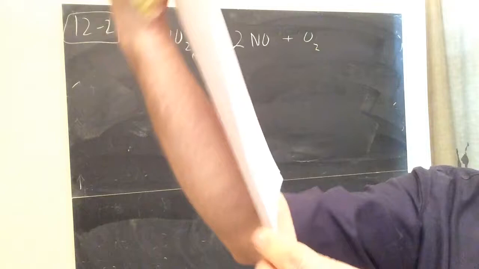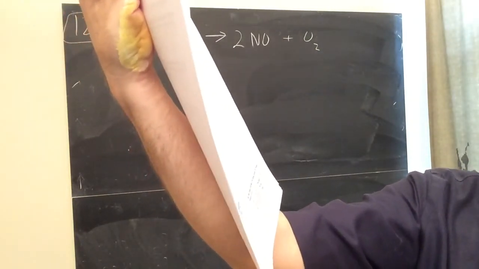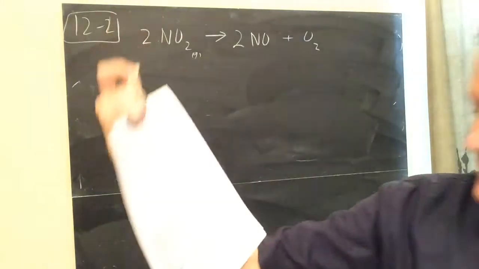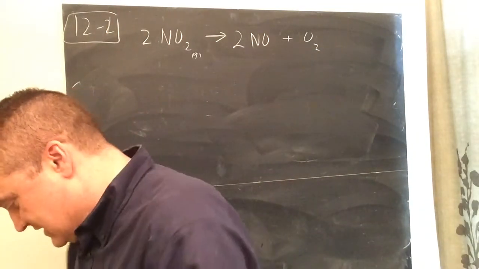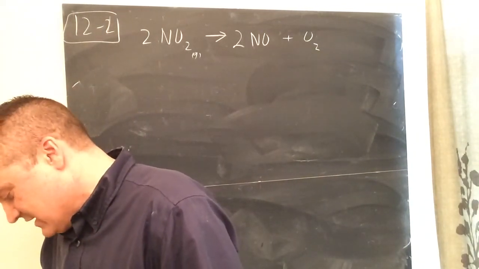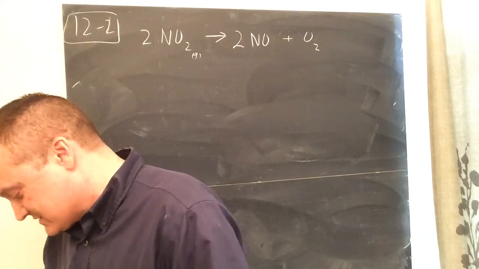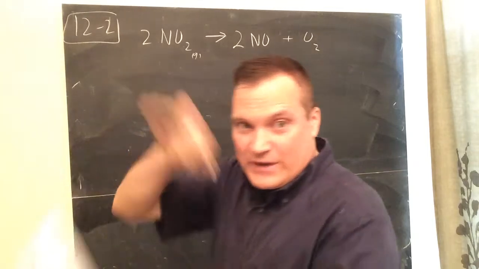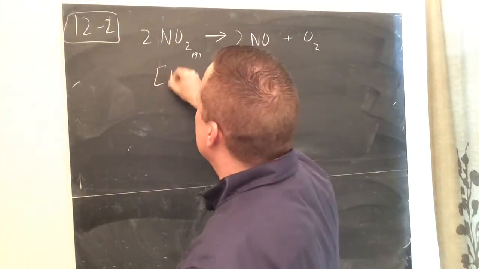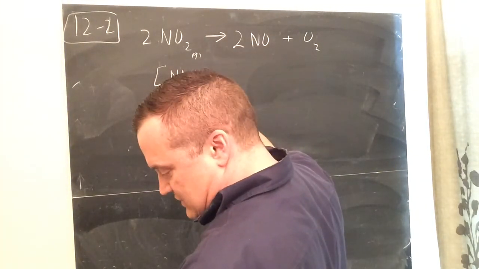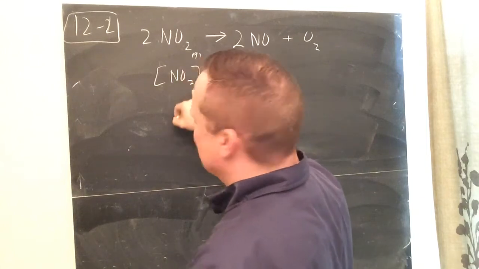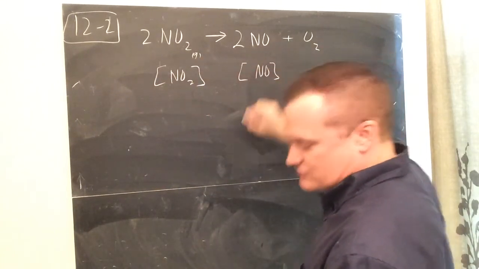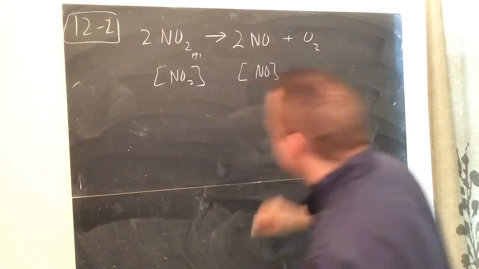Now, the first one talks about the time in seconds. It's way over here on the end. And you can't read the numbers well, but it's 0, 50, 100, 150, 200, 250 seconds. But then it talks about the concentrations. And they give you 3 columns: the NO2 concentration, and remember, the correct way to do that is with brackets, the nitrogen monoxide concentration, and the O2 concentration.